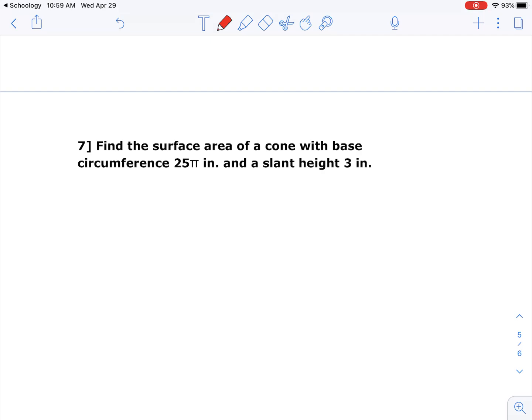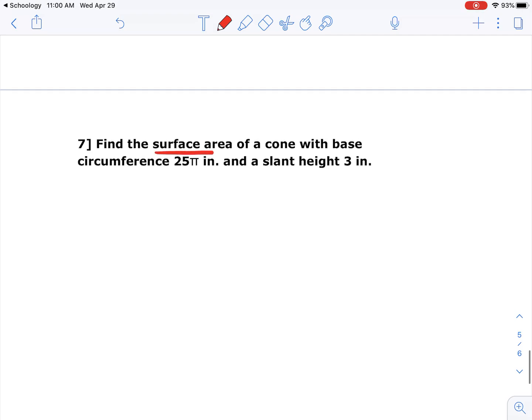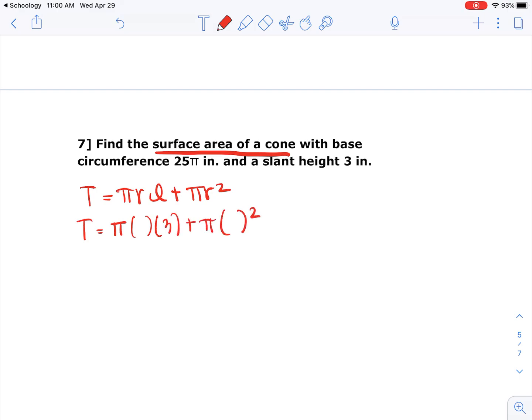Okay, so the next one is find the surface area of a cone with a base circumference of 25 pi inches and a slant height of 3 inches. So I want to find the surface area of a cone. So I'm going to write down my formula. Total surface area equals pi RL plus pi R squared. Total surface area equals pi times, did I give you the radius? No. Did I give you the slant height? Yes. Plus pi times, I didn't give you the radius. So now I need the radius.